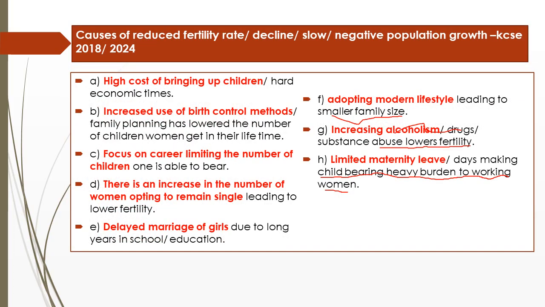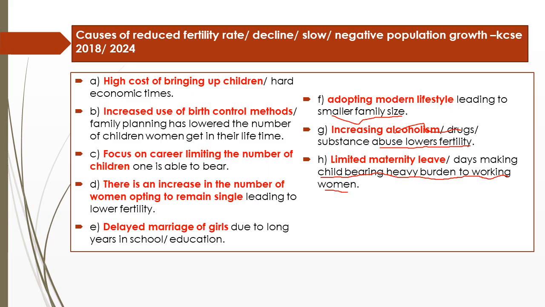What causes slow population growth? One, hard economic times, where today you can only bring up children that you are able to take care of, because we are experiencing very hard economic times. So if you have 10 children, how will you bring them up? Because the economic times are very hard. So you find that most people are adopting 2-3 children that they can take care of.